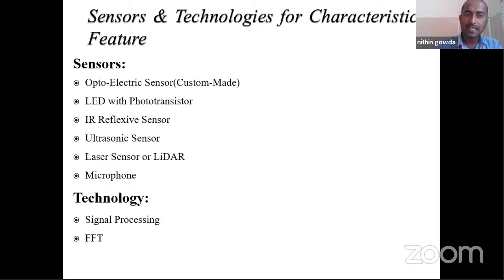An optoelectric sensor: one sensor is set up to emit light, the other to detect the light, and you make the insect pass in between. Such a setup is called an optoelectric sensor. Others are the LED sensor, IR reflective sensor, ultrasonic sensor, laser sensor, and a microphone to detect the sound produced. These are the various sensors which can be used for characteristic feature selection and recognition.